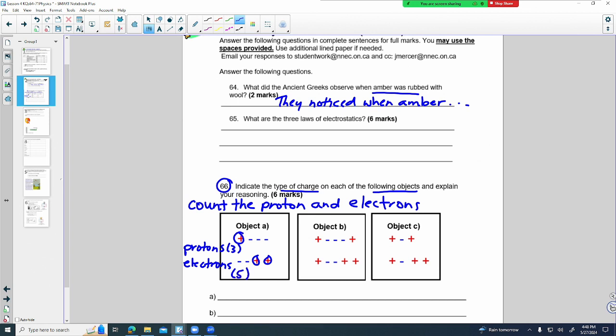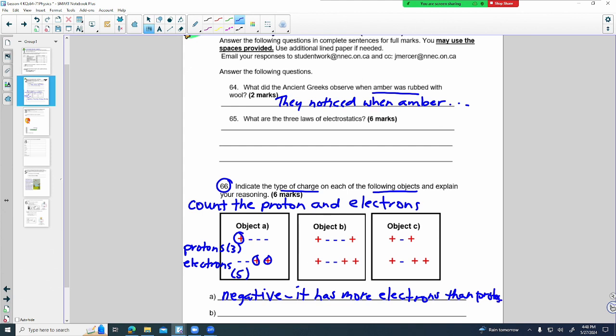What is the charge for object A? So again, when you're solving this, it's a math problem. Which has more, electrons or protons? Where electrons there are 5, protons there are 3. So the charge for object A is negative. Okay, it has more electrons than protons.